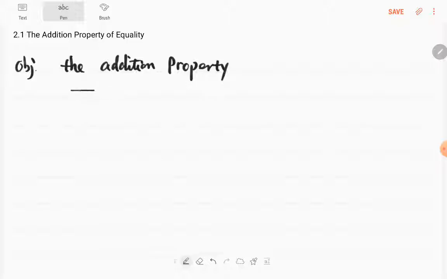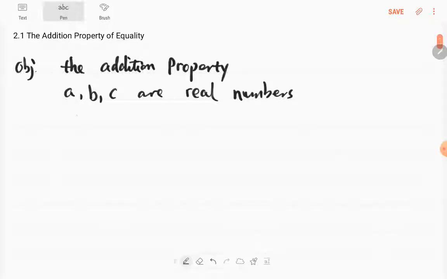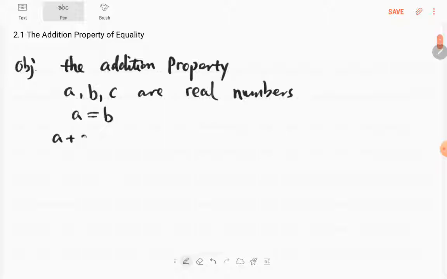So if A, B, C are real numbers, then we have this property. A equals B. This is an equation, right? And we should know A plus C is equal to B plus C. We do the same thing to both sides of the equation. Both sides we plus C, so the equation is still true.